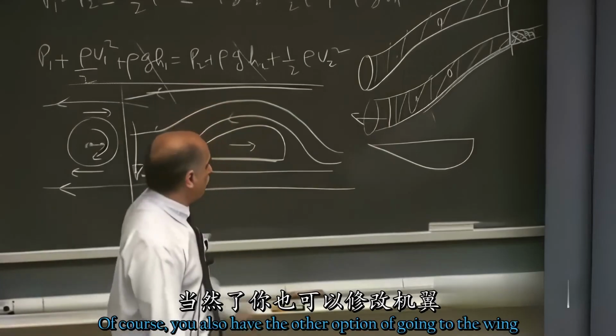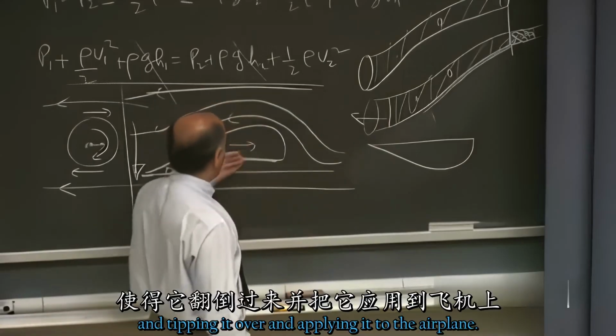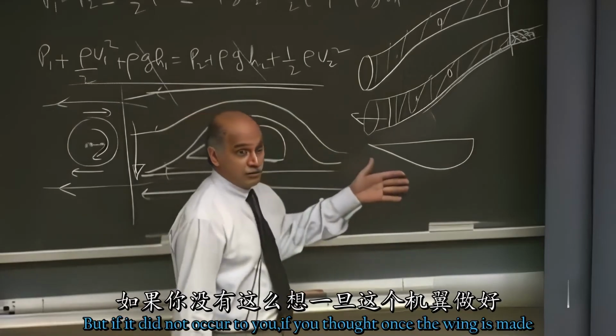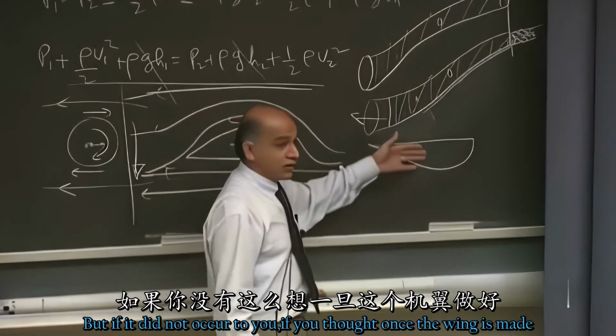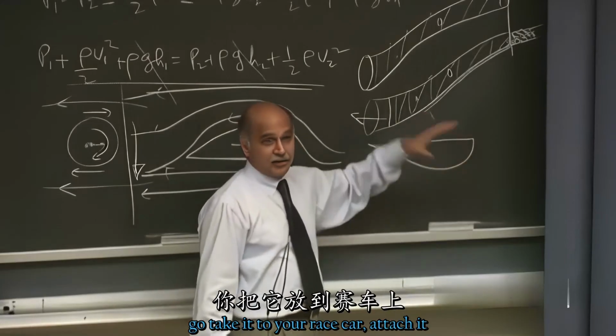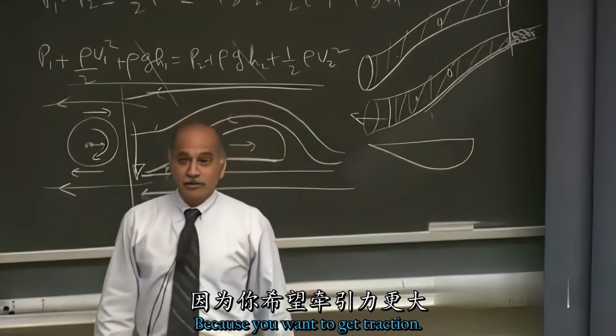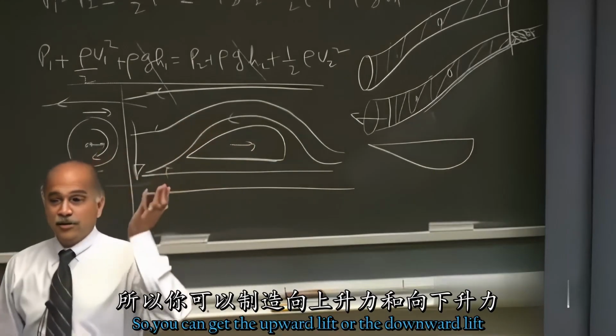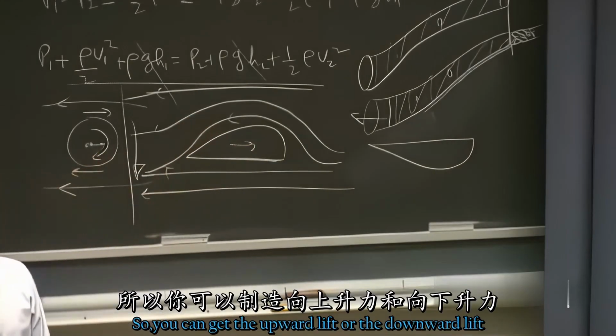Of course, you also have the other option of going to the wing and tipping it over and applying it to the airplane. But if it did not occur to you, if you thought once the wing is made like this, I'm stuck with this wing, well, go take it to your race car and attach it. That'll push it down because you want to get traction. So you can get the upward lift or the downward lift.